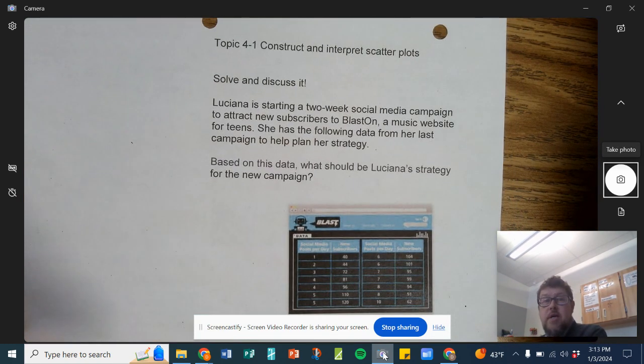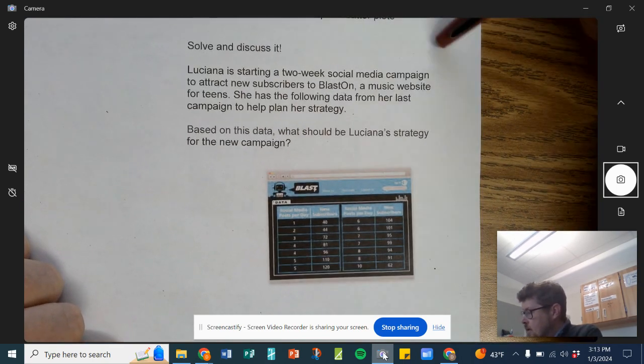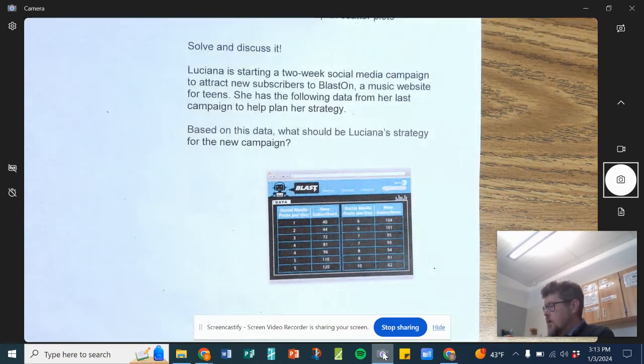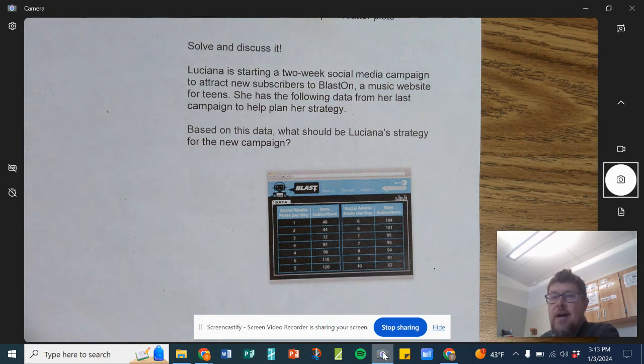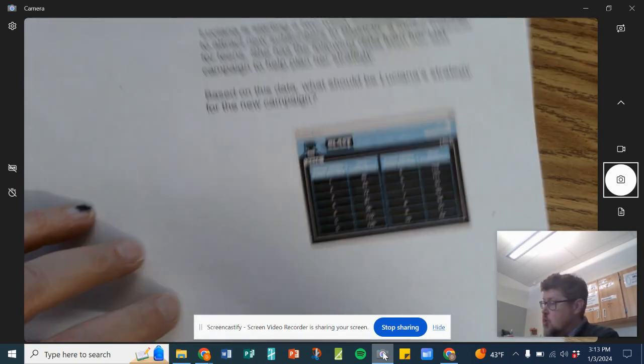Yeah, 4.1 is talking about scatter plots. So we have this girl, Luciana, starting a new social media campaign. Well, you can read that. The idea here, let me do this in green actually, is trying to figure out what our new strategy is. And the more relevant question is how many blog posts should she make per day?